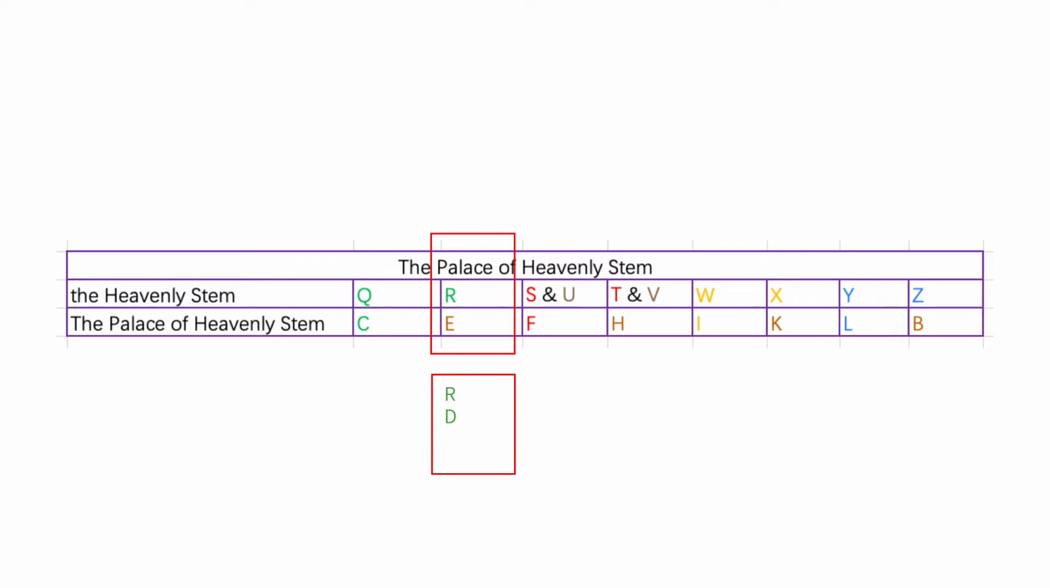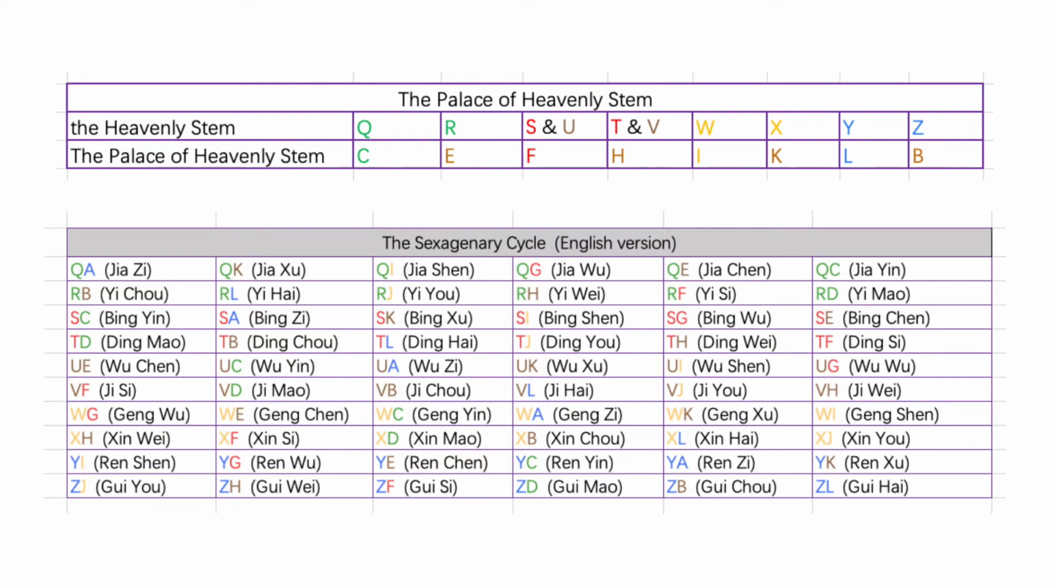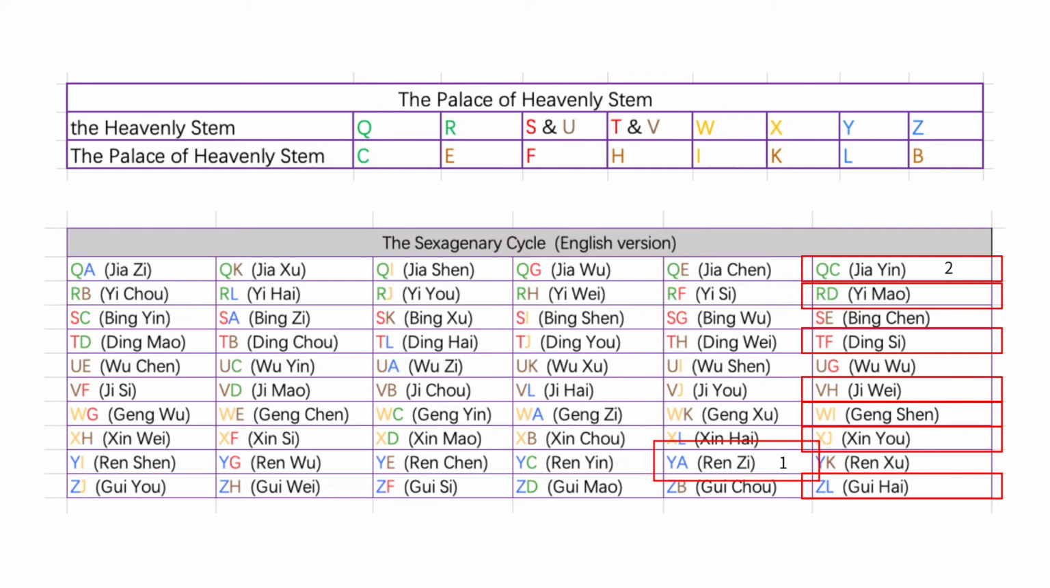Because the main purpose of this series of videos is to introduce the prediction method of Liu Ren, I will not go too far in introducing the knowledge of other prediction methods. In the Chinese lunar calendar, the date is named after the sexagenary cycle. 8 of these names are special, because the terrestrial branches in these names are the terrestrial branches after the conversions of the heavenly stems. They are YA day, QC day, RD day, TF day, VH day, WI day, XJ day, ZL day. 1, 2, 3, 4, 5, 6, 7, 8. This is why it is called the Special 8 days.